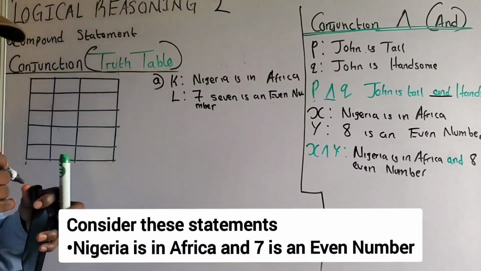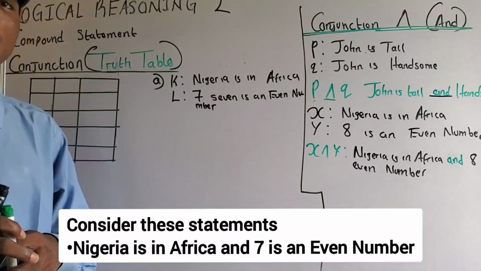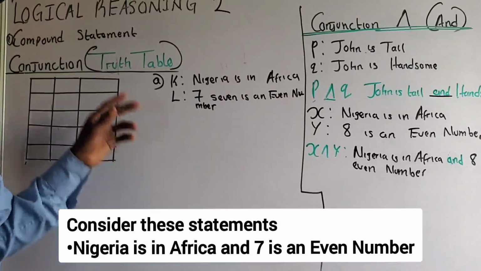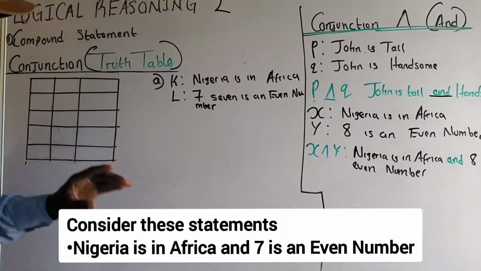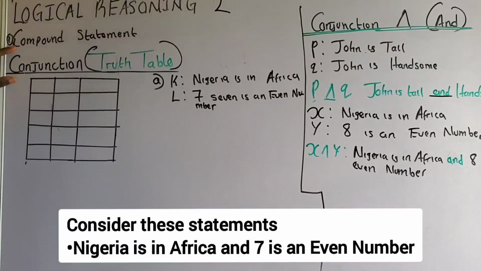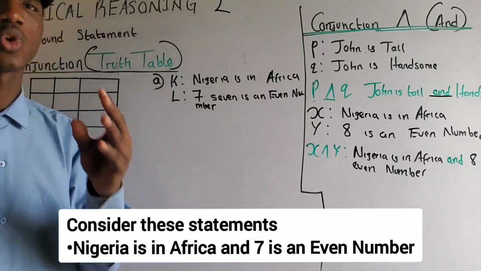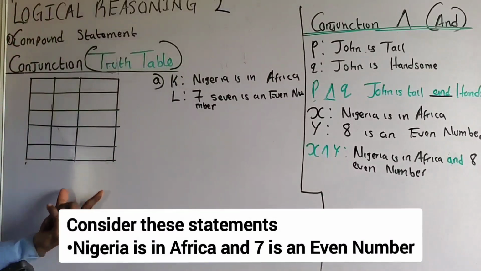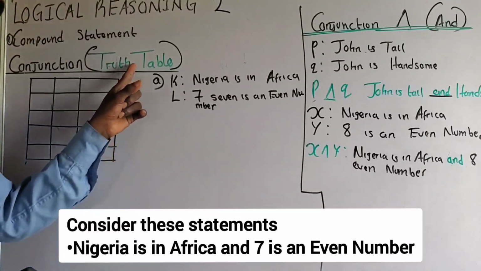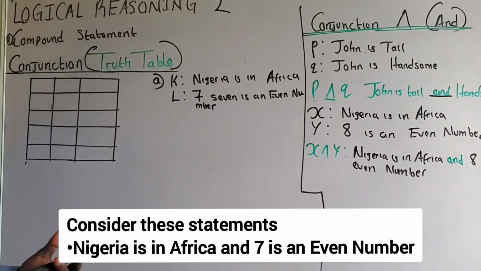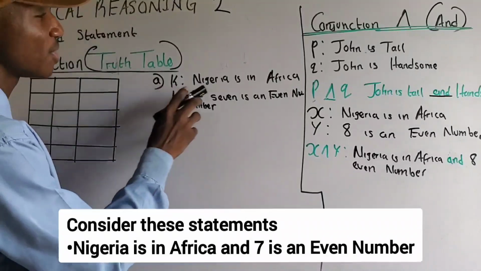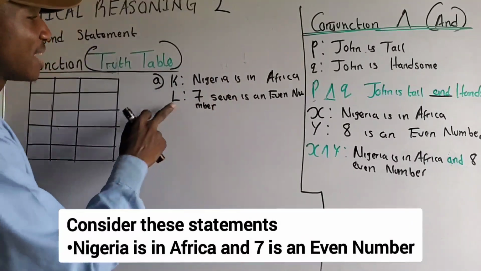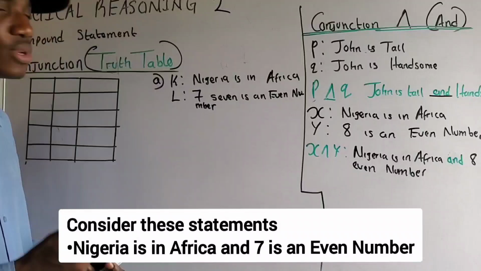Okay, please listen to me. I want to help you to understand how this table works for conjunction. Don't forget, we are looking at the truth table for conjunction. So I want to give you some important statements, and we are going to use those statements to construct the truth table for conjunction. Are you getting what I'm trying to say? Now we have the first statement: K represents Nigeria is in Africa, and L represents 7 is an even number.